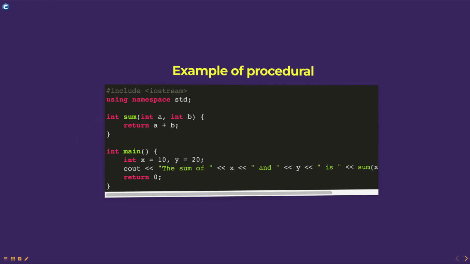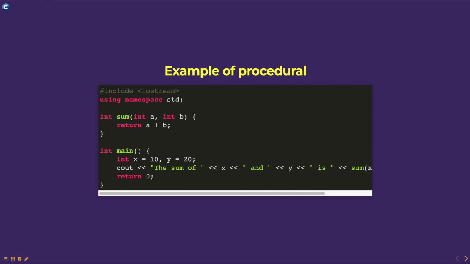Here is an example of procedural programming in C++. In this code, the sum function takes two integer arguments, a and b, and returns their sum. The main function calls the sum function with x and y as arguments, and the result is printed to the console.